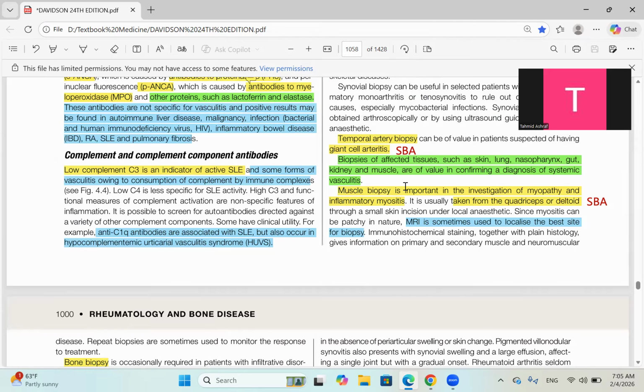Muscle biopsy is important in the investigation of myopathy and inflammatory myositis, usually taken from the quadriceps or deltoid muscle. This is very important for the single best answers. So this information is important for your MRCP exam and also your FCPS exam. Which muscles are the site from where muscle biopsy is taken? The deltoid muscle and the quadriceps muscle. Deltoid muscle in the upper limb, quadriceps muscle in the lower limb.